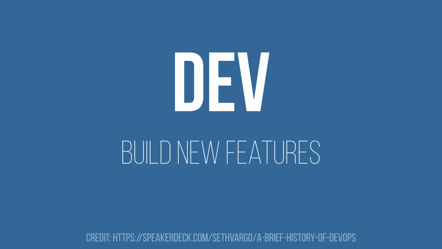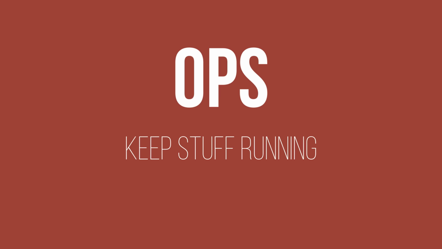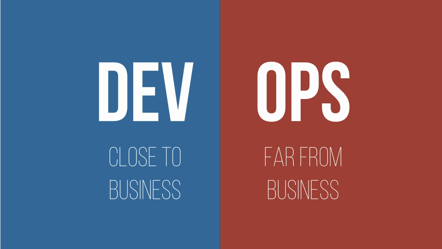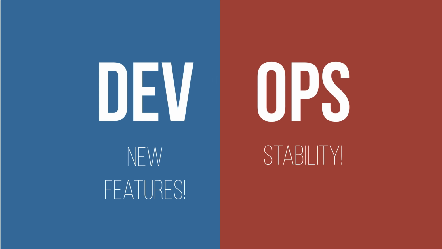Now, traditionally, dev has had the responsibility of building new features, and ops has the responsibility of keeping stuff running. So in some sense, dev is potential income, ops is confirmed income, and dev are the cool kids. They're close to the business, and ops is far from the business. Dev is close to the CEO and whatnot because they're developing new features, right? They're the new sexy stuff. And ops, those are the stability people. Those are the people who don't want to see a hiccup on the weekend and want to keep things how they are. They don't like new features, right? This is the traditional structure of these two organizations.